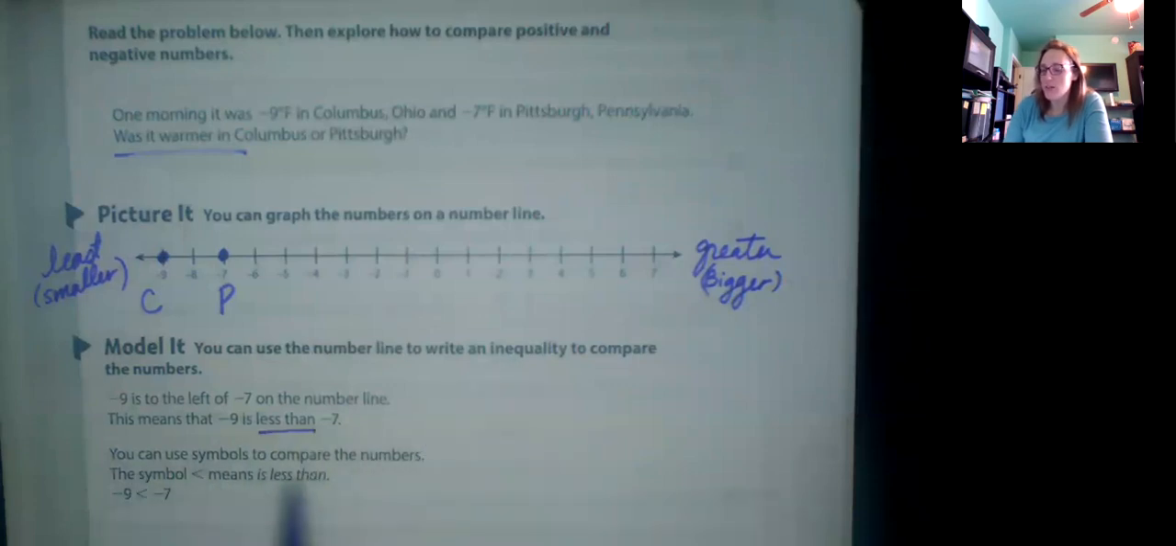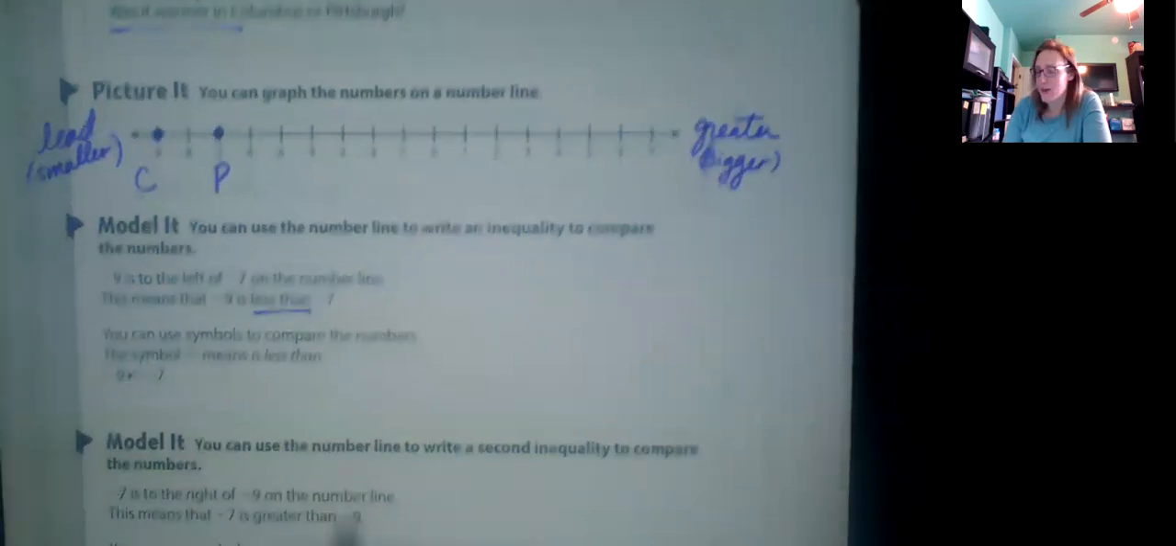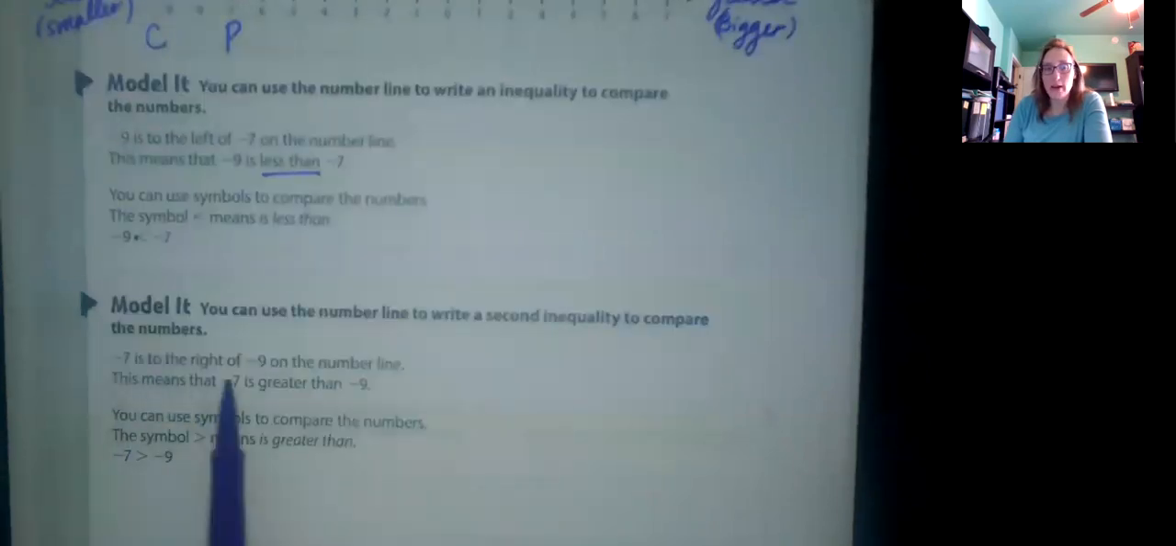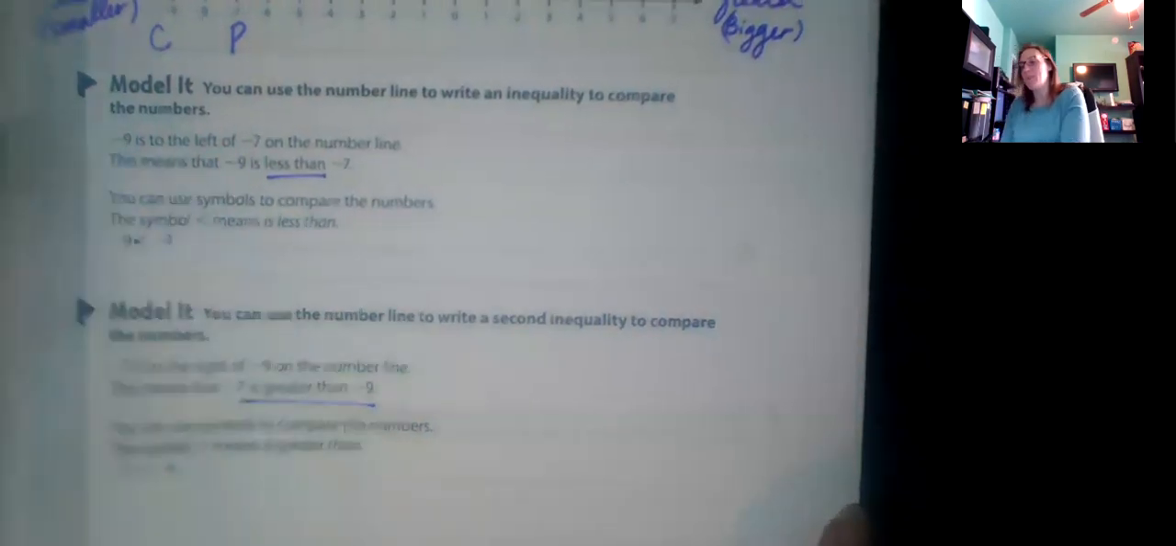So you can use a symbol to compare the numbers, okay? This symbol here means less than, right? Because it's on the smaller side next to the -9. -7 is to the right of -9 on the number line, which means that -7 is greater than. So again, we use our symbol. Because it's on the greater than side, we say that -7 is greater than -9. Okay, let's turn the page.